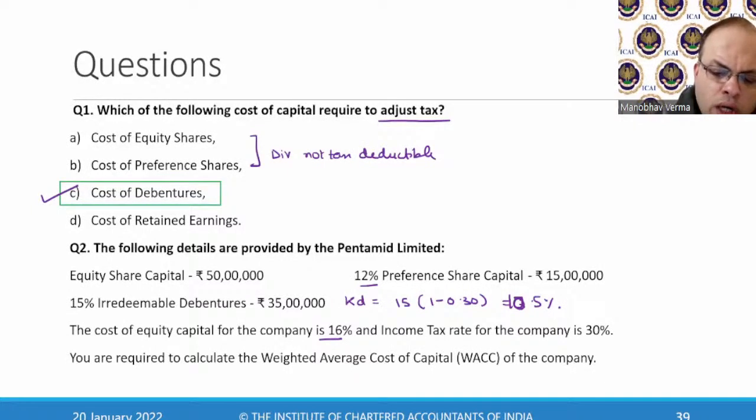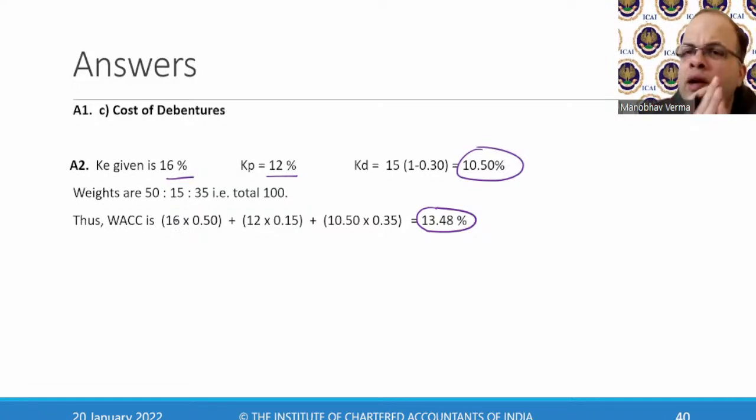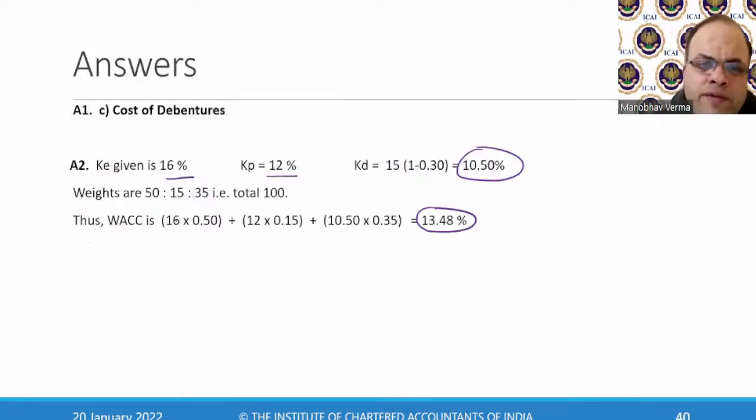So I think Rohan answered that question. He says 13.48%. So all of the rates are given. You have to just apply the weight here, guys. So that's absolutely correct, Rohan. So we have 16% given to us, 12% given to us, 10.5 we just calculated and we just applied the weights. That's it. 16, 12 and 10.5. The weights are 50, 15 and 35. So these are my weights. I hope WACC was a simple one.